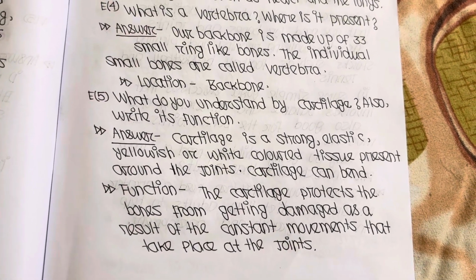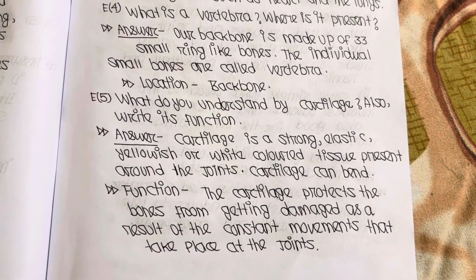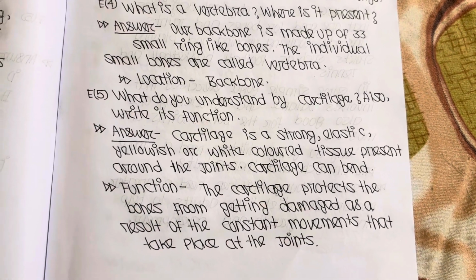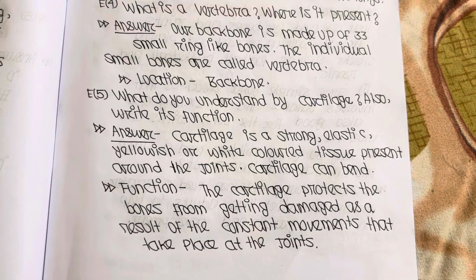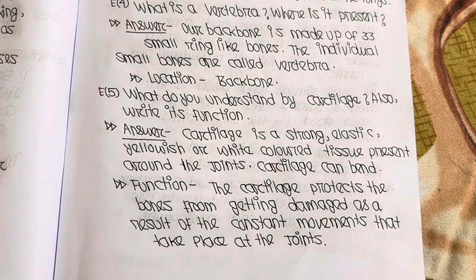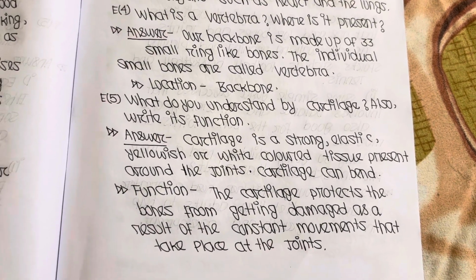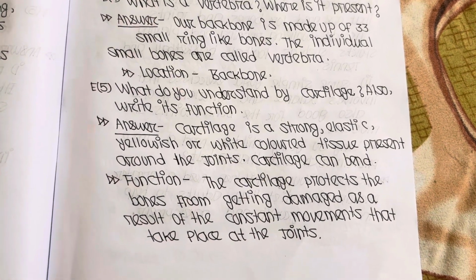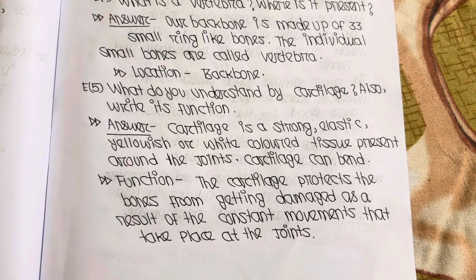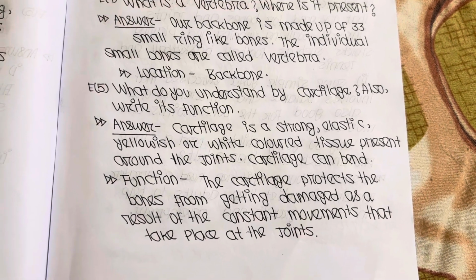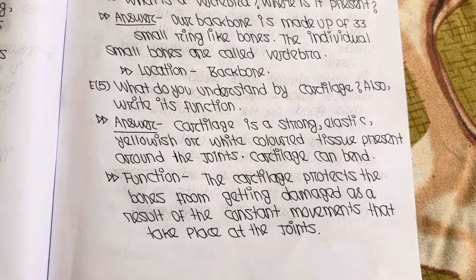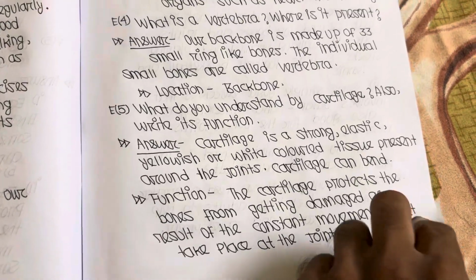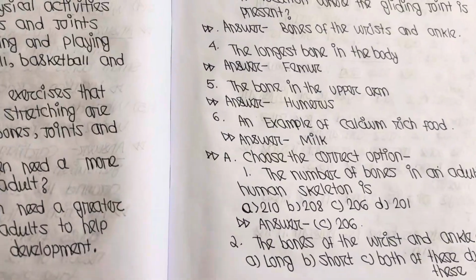Now comes question number 5. What do you understand by cartilage? Also write its function. This is a very important question. Answer. Cartilage is a strong, elastic, yellowish or white colored tissue present around the joints. Cartilage can bend. Function. The cartilage protects the bones from getting damaged as a result of the constant movement that takes place at the joint. Now come to the next page.